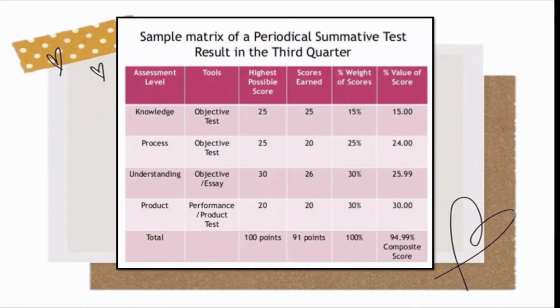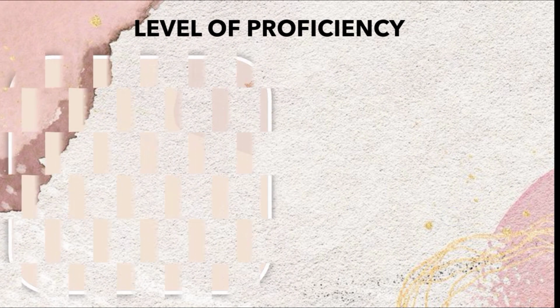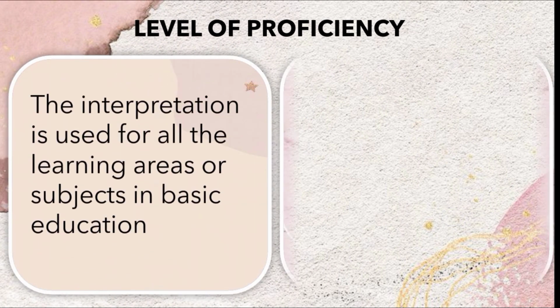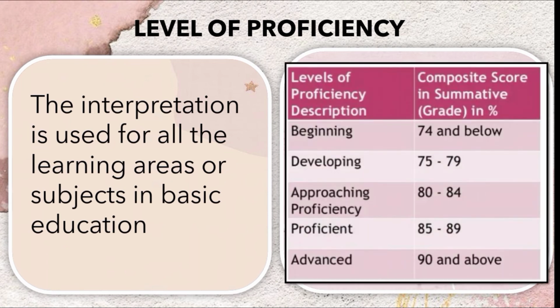The sample matrix of a periodical summative test result in third quarter and the level of proficiency. So the level of proficiency is the interpretation used for all the learning areas or subjects in basic education. So here, it is also kind of knowing how proficient your student is.